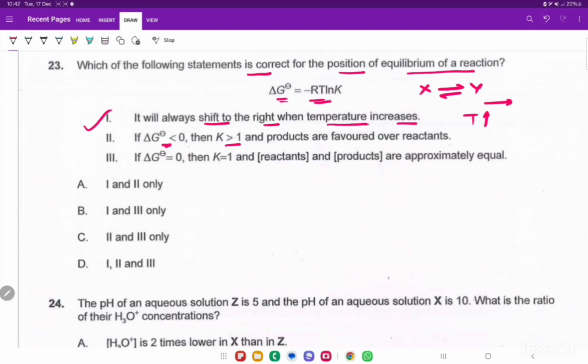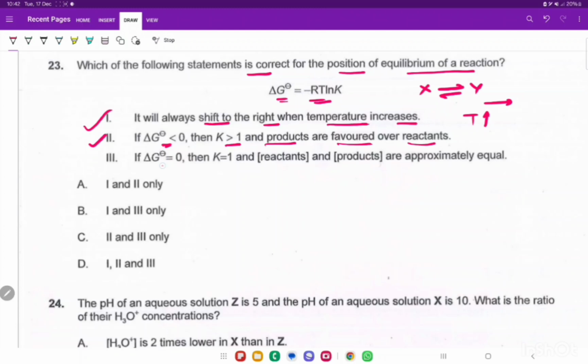If the value of K is greater than 1, then ln K will be positive, so delta G will be less than 0, meaning delta G comes out negative. The reaction is favored when K value is greater than 1. It means the concentration of product is greater than the concentration of reactant. Hence, products are favored over reactants. This option is also correct. Option 2 is also correct.